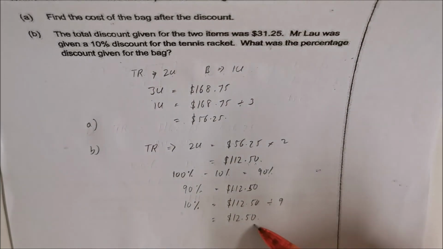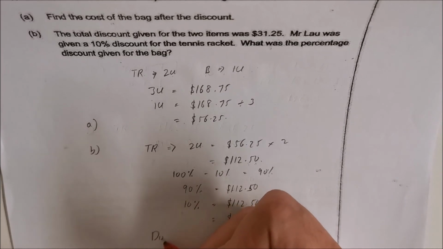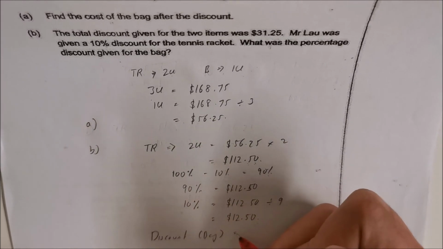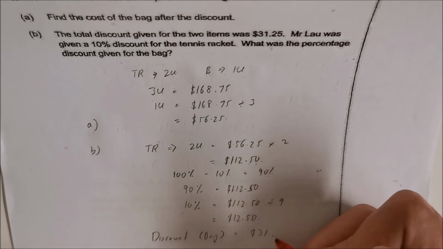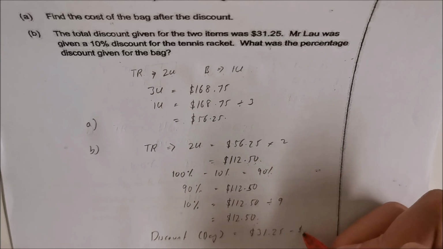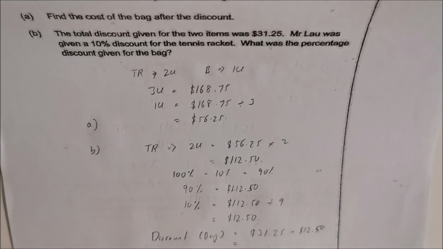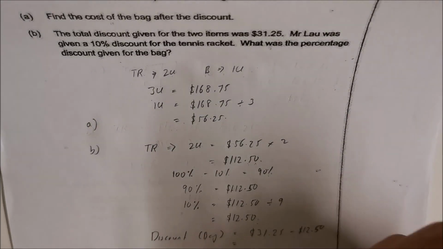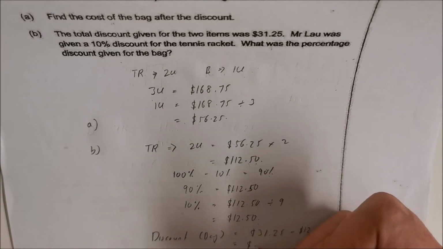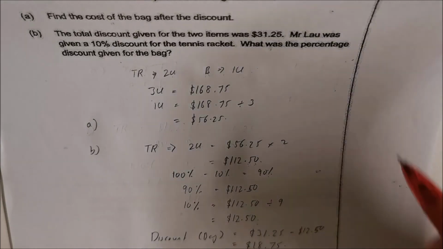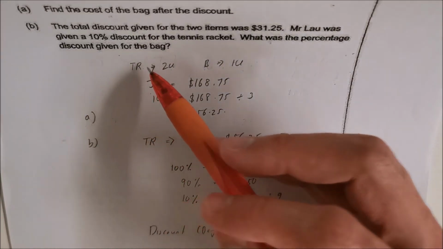Okay, and the total discount for the two items was $31.25. So if the discount for the tennis racket is $12.50, the discount for the bag, in this case, will be $31.25 minus $12.50. Okay, and that will give us $18.75.